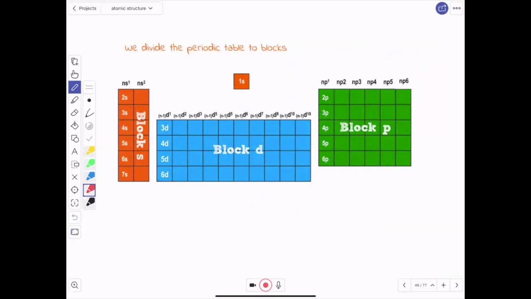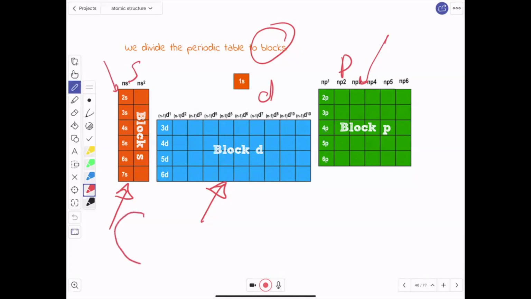We're also gonna spend time doing this thing here. We're gonna divide the periodic table into 3 blocks. One block we're gonna call S, one block we're gonna call D, and one block we're gonna call P. Now, the electrons in the S block will always spin the atom in the shape of a sphere.